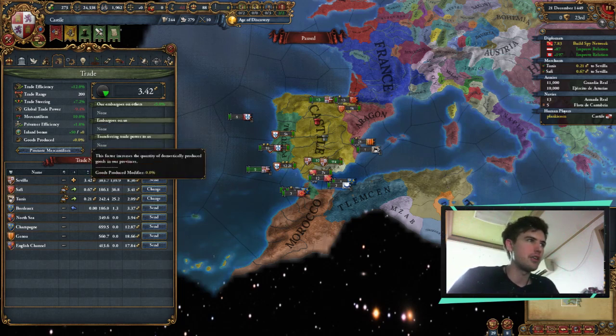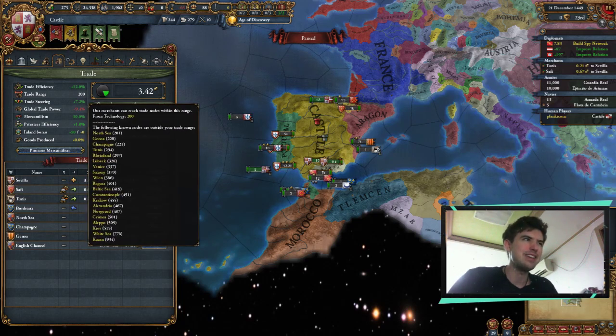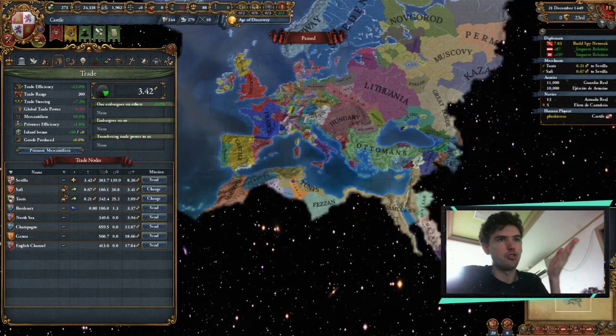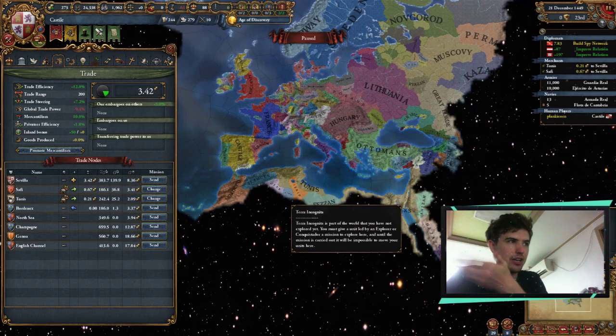Another powerful modifier is goods produced, but you don't need to view it here. Basically, the only reason to look at this window would be to see your trade range, maybe, and to promote mercantilism. And to see the active trade nodes that you can interact with. Some are too far away. You can't really interact with a trade node in China yet because you're not there yet. You don't have enough trade range.